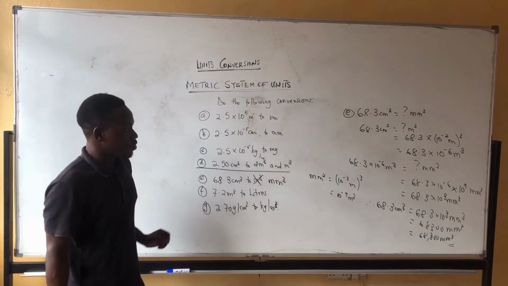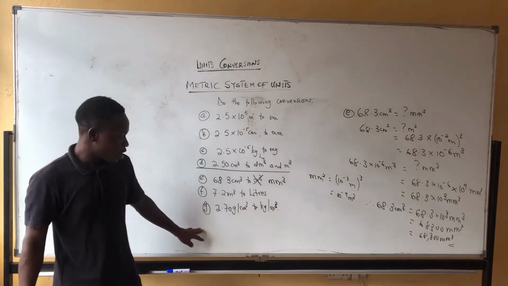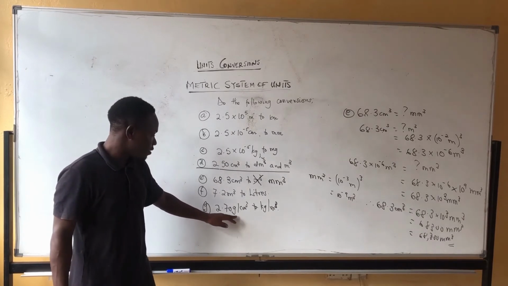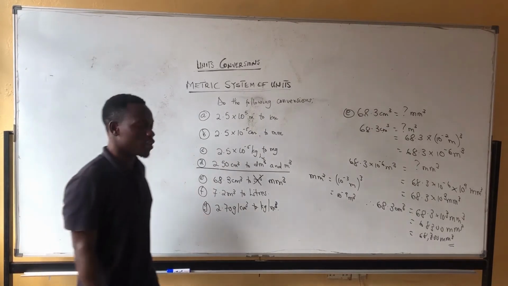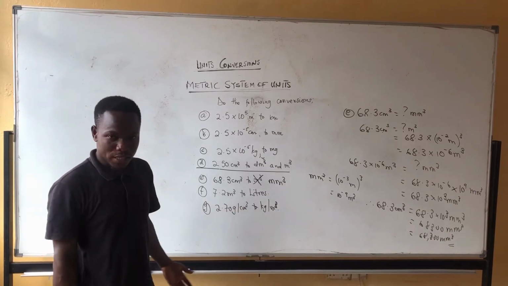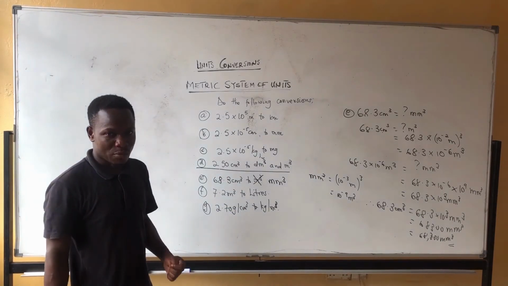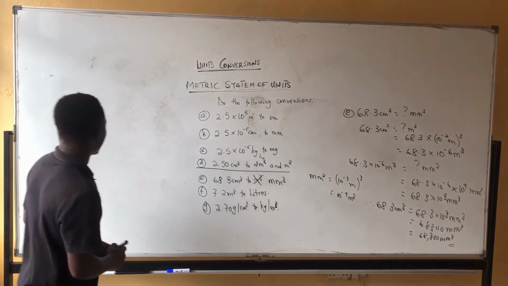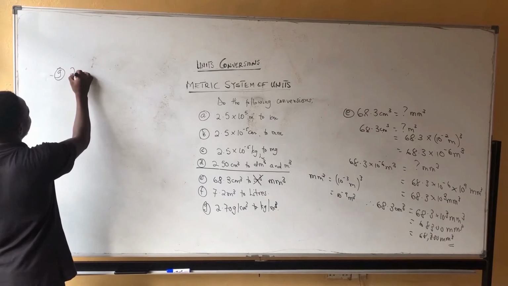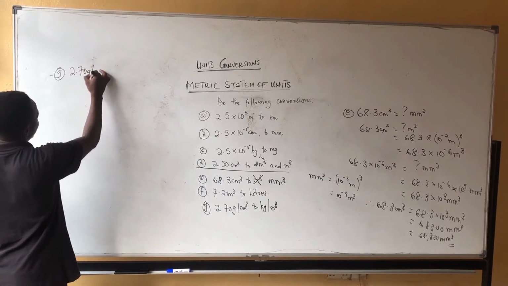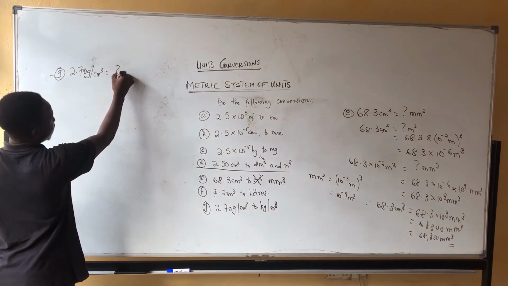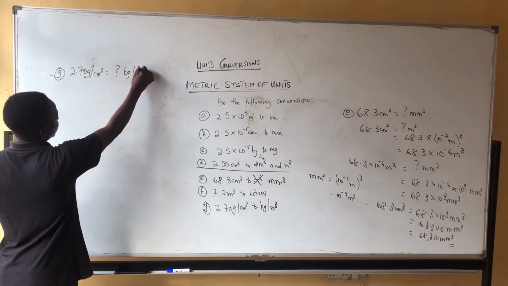So, the last one is the unit for density. How do I convert gram per centimeter cube to kilogram per meter cube without using a conversion factor? How do I use prefixes to do that? It's quite easy. Okay, that's our last example for this lesson. Alright, so how do I do that? I have 2.70 grams per centimeter cube is what in kilogram per meter cube.